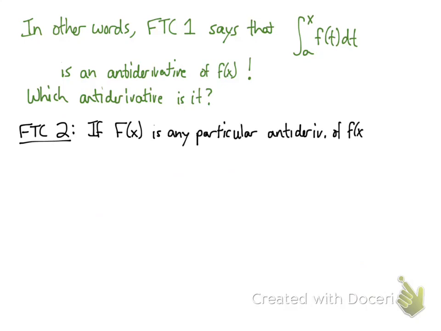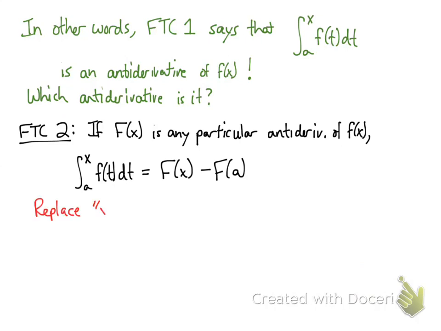You can pick any particular antiderivative you want for your function, and then call it capital F. So capital F of x is any particular antiderivative of little f. Then this accumulation function, the integral from a to x of little f of t dt, is equal to capital F of x, that's the antiderivative, minus capital F of a, that's a constant. So it is a different antiderivative, right? It is the antiderivative capital F of x minus the constant capital F of a. So it tells you which particular antiderivative the accumulation function is.